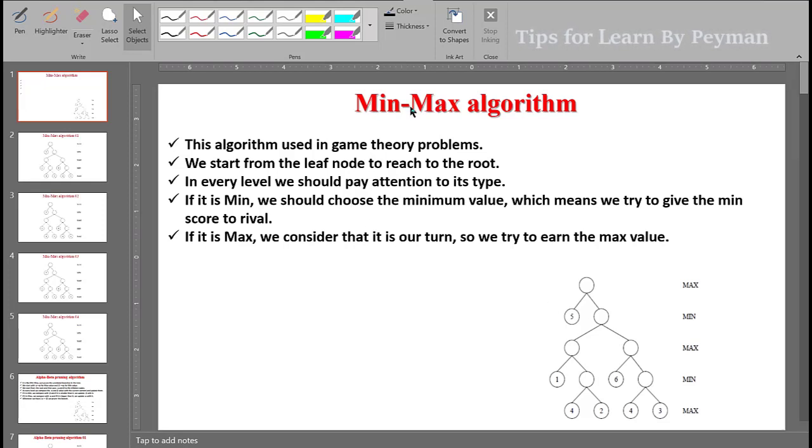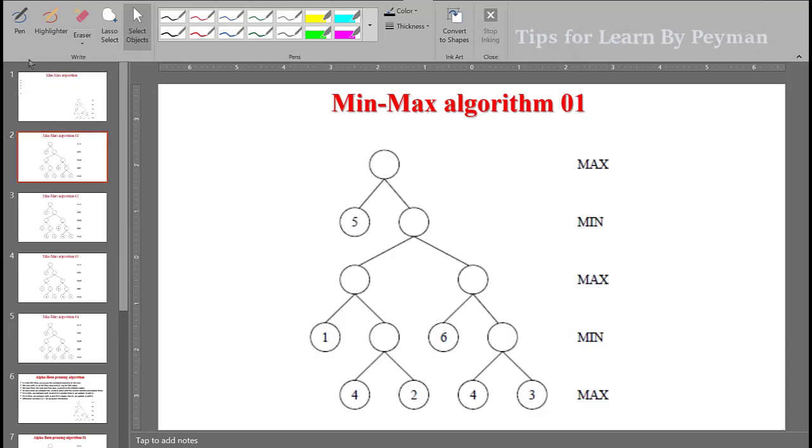So I start with the min-max algorithm. This algorithm is used in game theory problems. We start from the leaf nodes to reach the root, and at every level we should pay attention to its type. If it is minimum, we should choose the minimum value, which means we try to give the minimum score to a rival. And if it is a maximum, we consider that it is our turn, so we try to earn the maximum value. So let's see how the min-max algorithm works here.